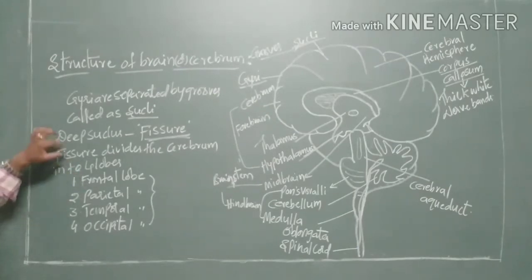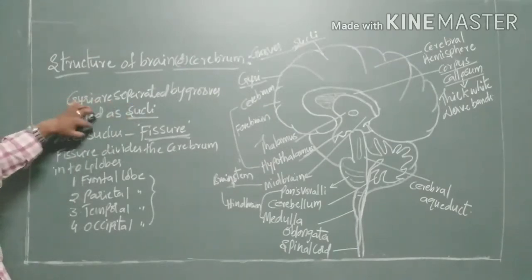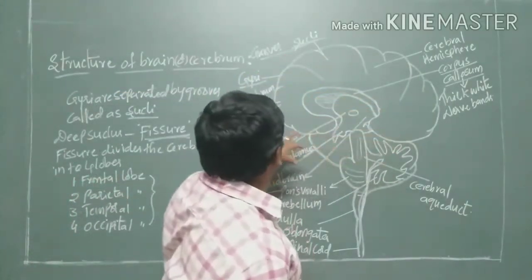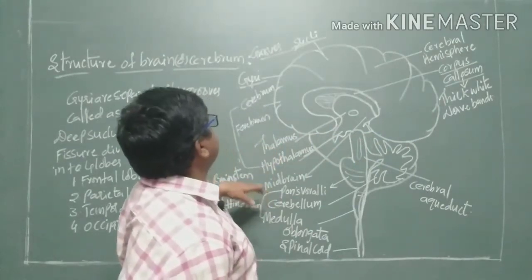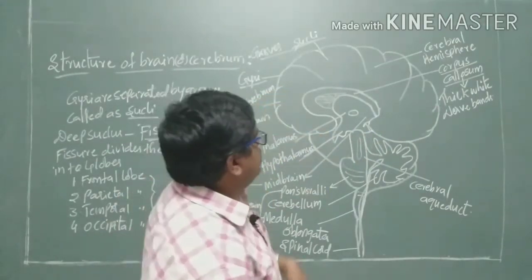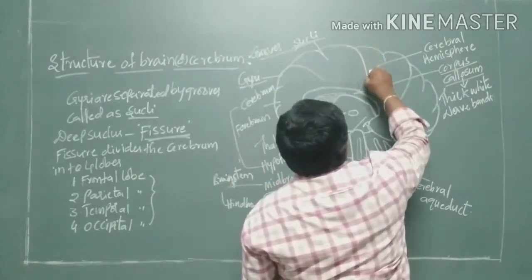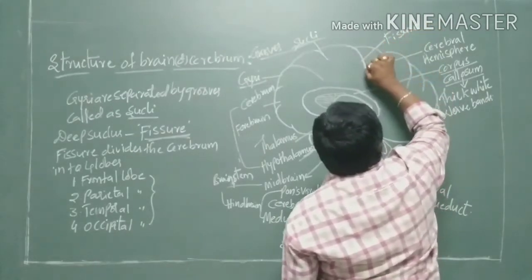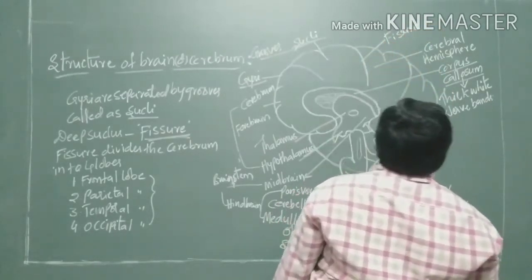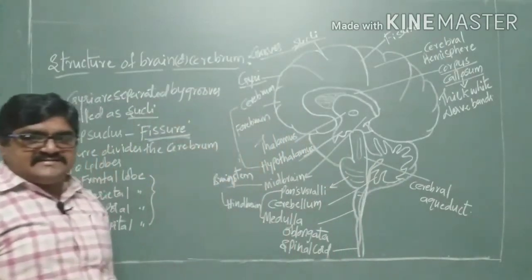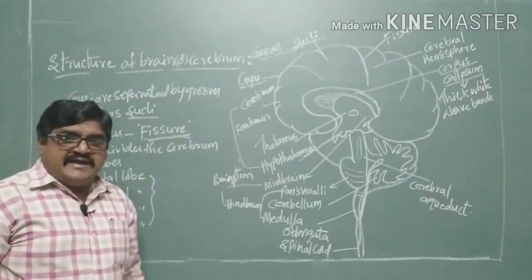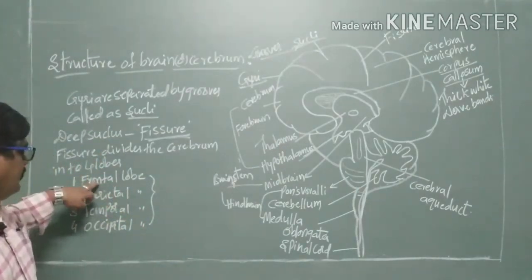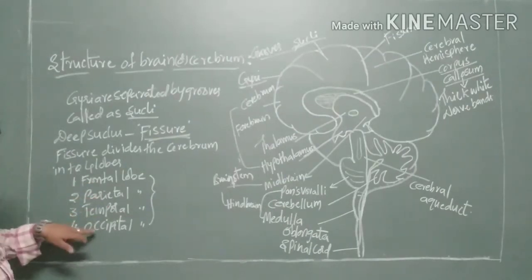The fissures, the deep sulci, are what separate them. Deep sulci are called fissures. The fissures will divide the brain into four lobes: the frontal lobe, parietal, temporal, and occipital.